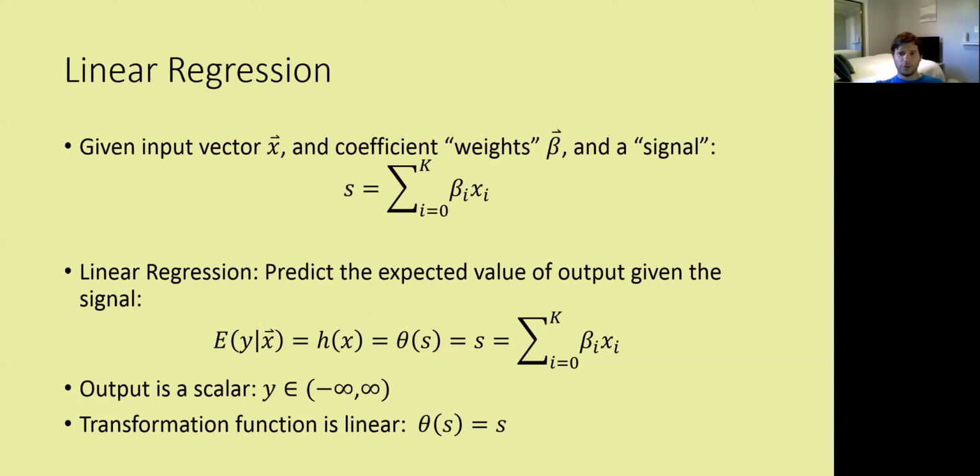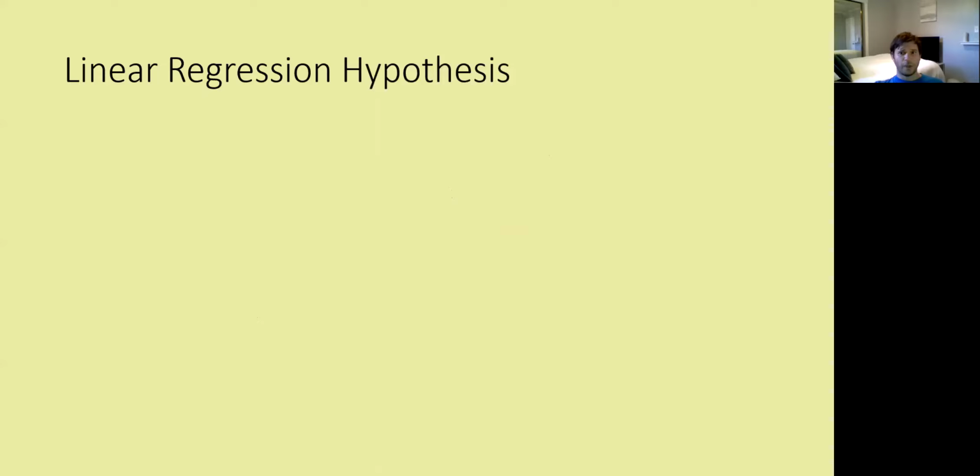Now, you could do classification with a linear regression. And we'll talk about that in just a moment. But the general structure of the linear regression hypothesis looked like the following, right? Our hypothesis, our y value as a function of x, was just equal to that signal. And again, the signal was beta 0 times x0, which is 1 for regression, plus beta 1 x1 plus beta 2 x2, so on and so forth.